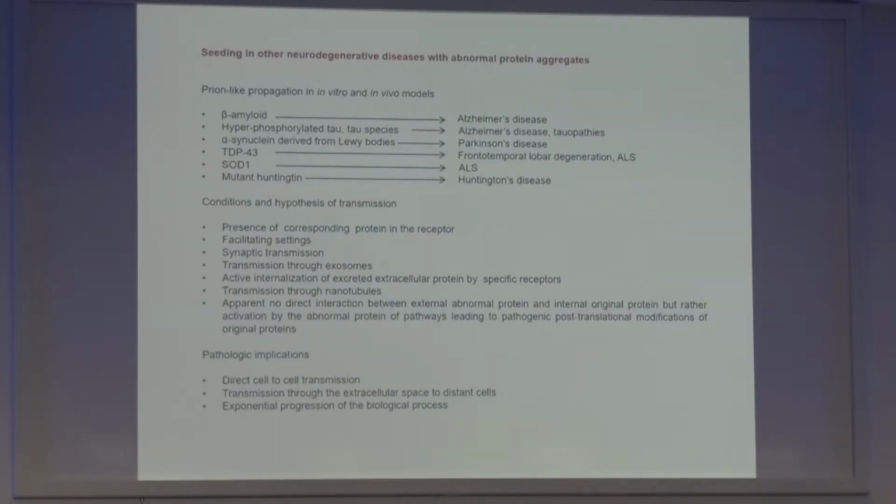Well, in other diseases, the term seeding and spreading has been developed in the last years. So seeding in other neurodegenerative diseases has been reported for beta amyloid, for hyperphosphorylated tau, in alpha-synuclein in Lewy body diseases and in multiple system atrophy, TDP-43, SOD1 in ALS, and Huntington disease.